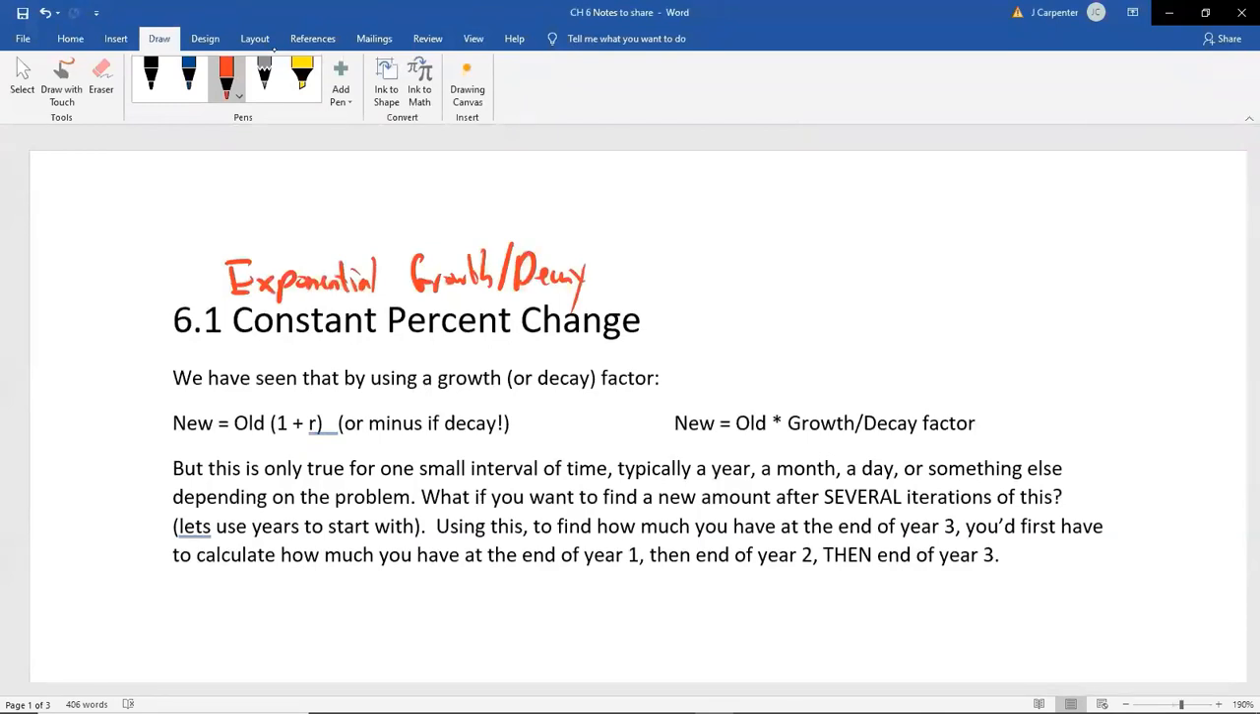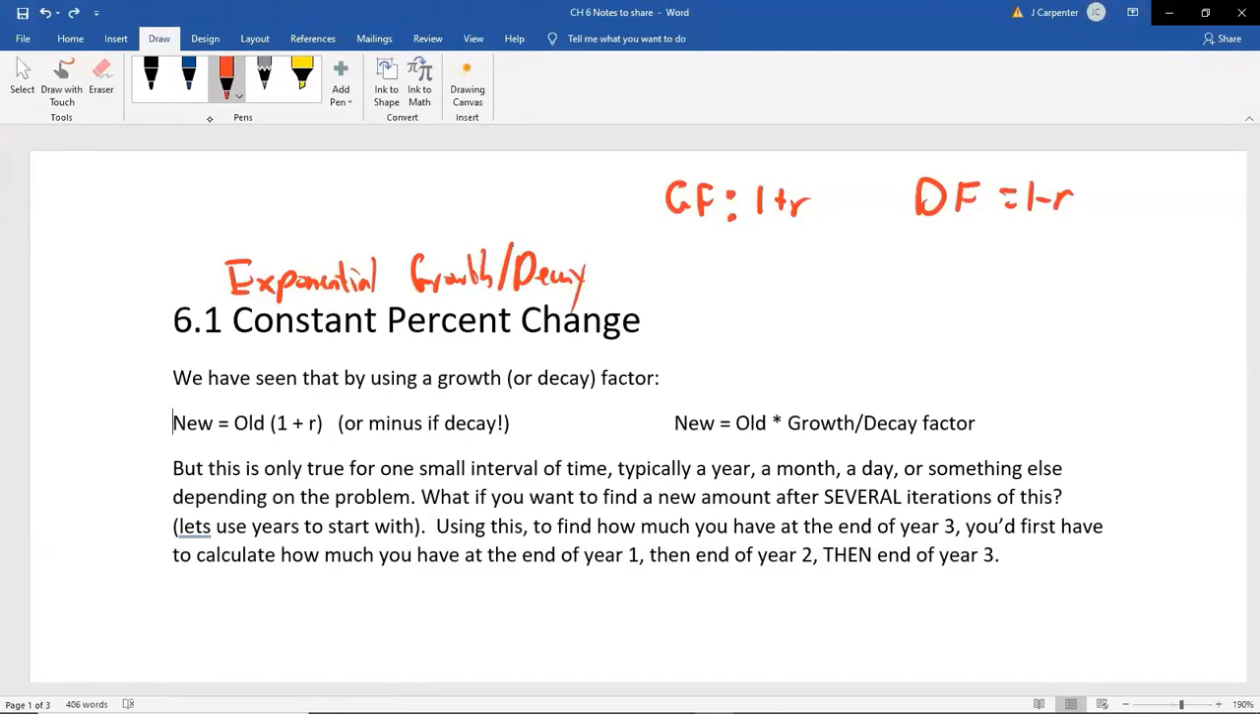Now, I'm going to remind you what your growth factor and decay factor are. Growth factor is 1 plus r, where a decay factor is 1 minus r. That was something we did back in chapter 4. And then we had some new amount is an old amount times a growth factor or decay factor. So you could have the minus if it's decay. That's what I'm saying there. But we're going to mainly focus on growth in this course. We don't do too much with decay. Very, very, very few problems with decay, in fact. Just our teeth. Ha ha ha.